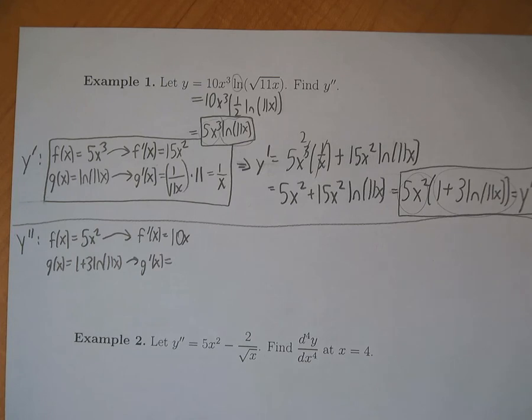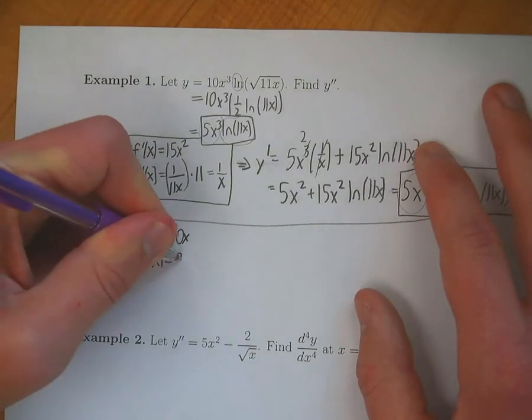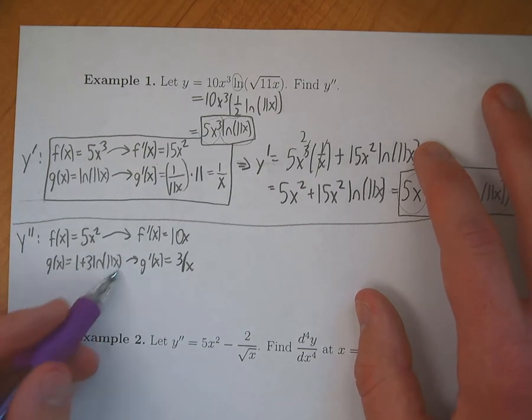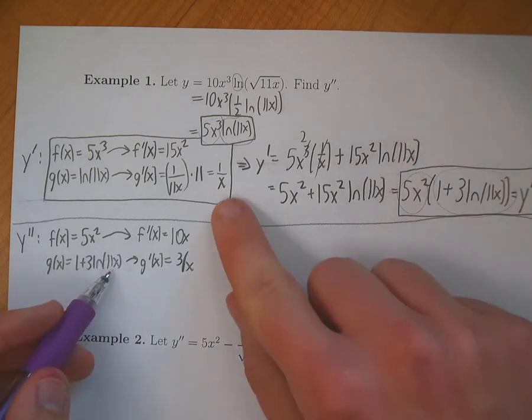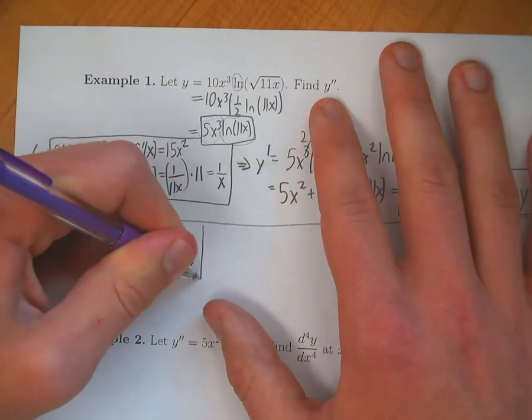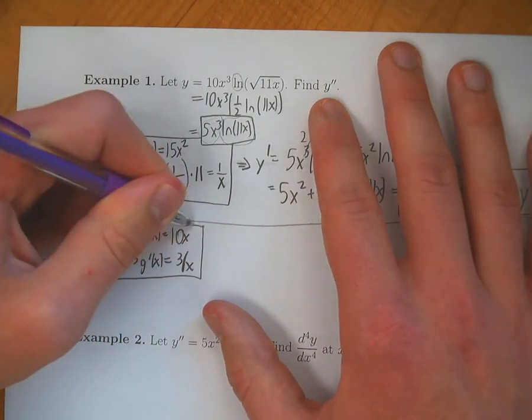Let's give someone else a chance. Go ahead. 3 over x. Yep, just 3 over x, right? Because here the derivative of a constant is 0, so this term goes away. Then we have 3 times the derivative of natural log of 11x, which we established to be 1 over x here. So your derivative of g becomes 3 divided by x. Okay.